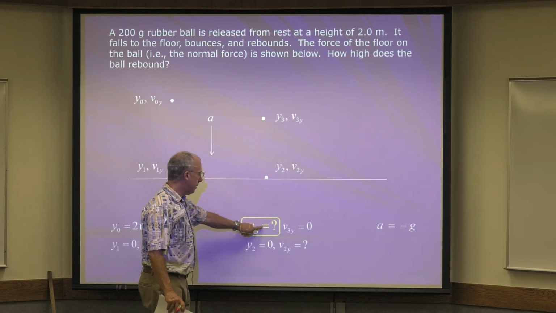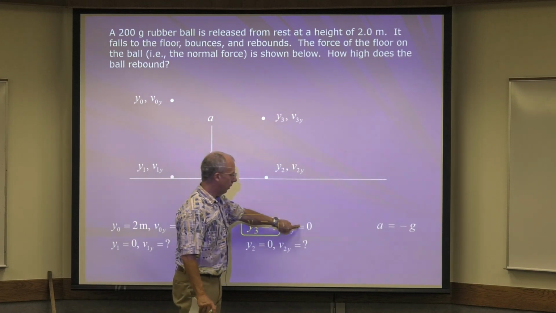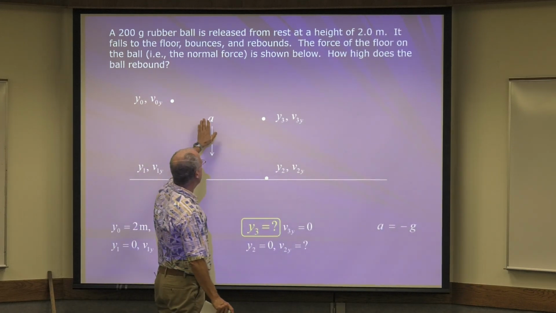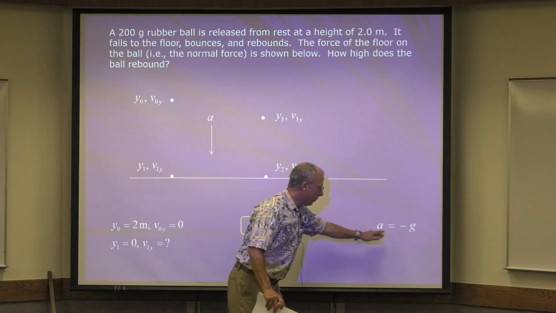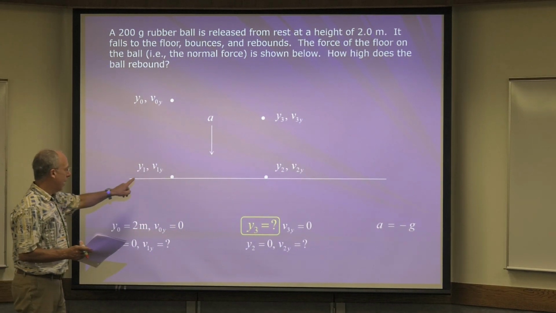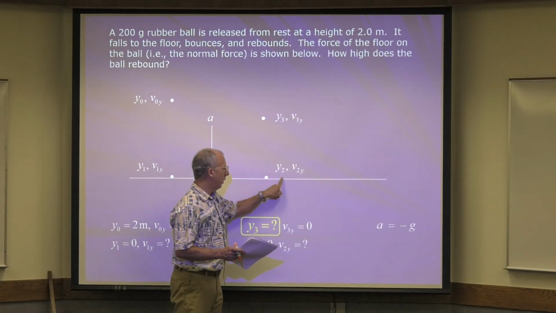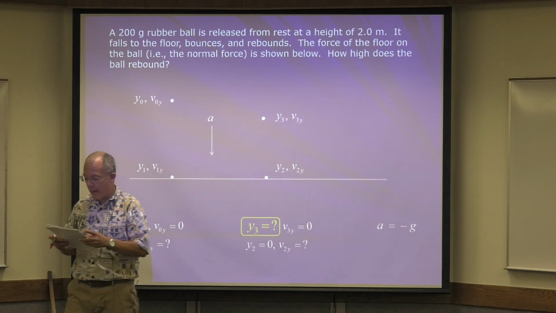So y3, that's the height. That's what we want to know. The velocity here is 0. And during the free fall part, a equals minus g. Okay, and let me just repeat myself. This is the velocity before the collision. This is the velocity after collision. So we're going to have to use impulse momentum to calculate those.